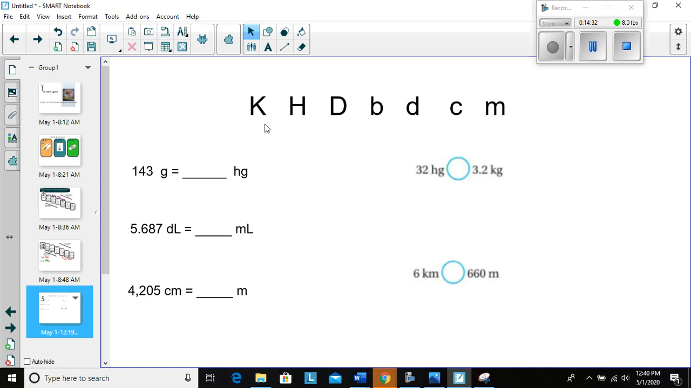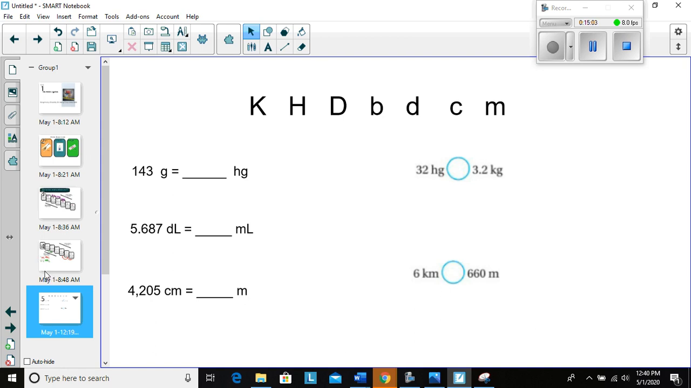And on my practice homework or on my test, if I'm taking a test, I always write these letters for measurement in the margin or up at the top. And it's King Henry died by drinking chocolate milk. And I just put the first initial, okay? So King, remember, is kilo, hecto, deca, base, that's our gram, liter, and meter, right? Deci, centi, and milli. All right.